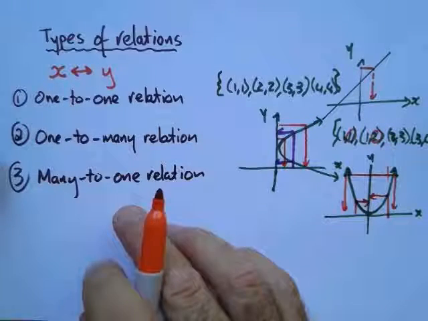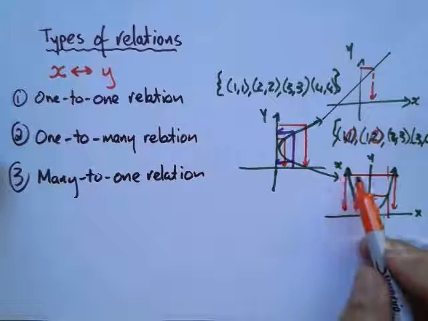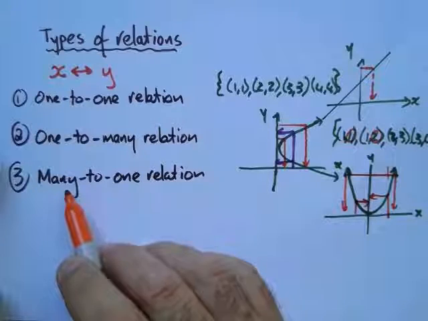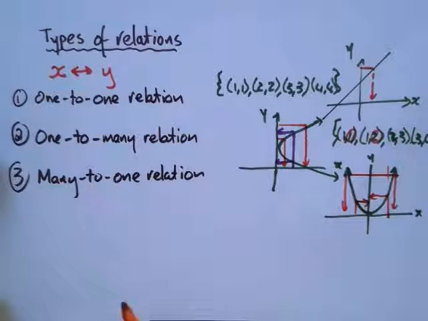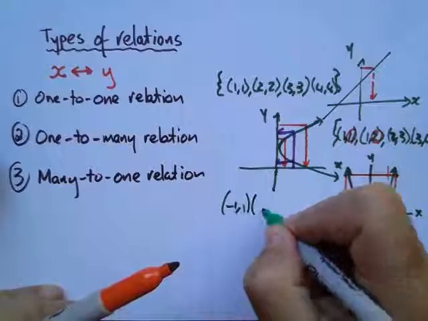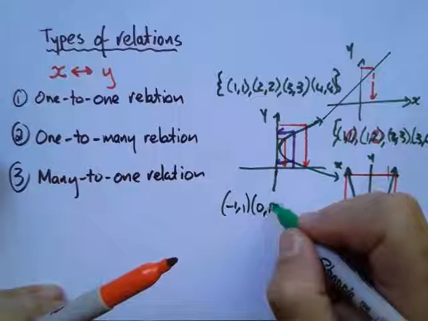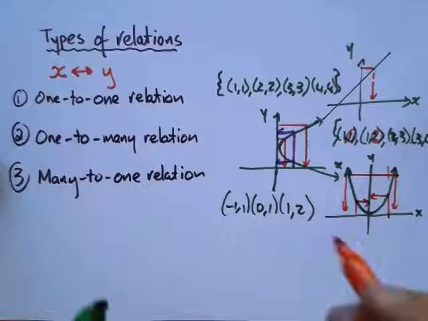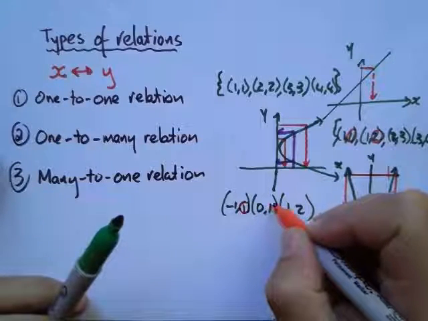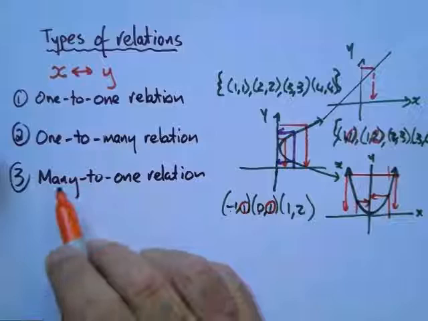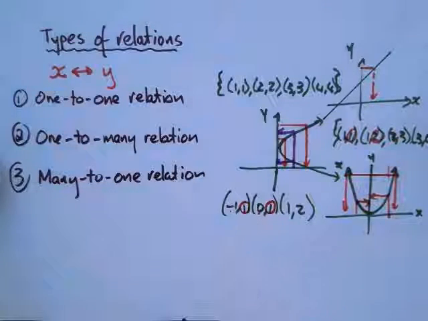So for one y value, there are many x values. For one x value, there's only one y value. Another example would be if it's in the form of (-1,1), (0,1), (1,2). For one y value, there are many x values. So it's many x values for one y value.